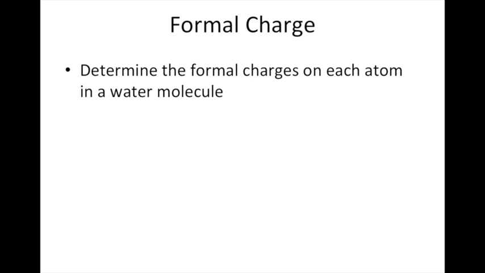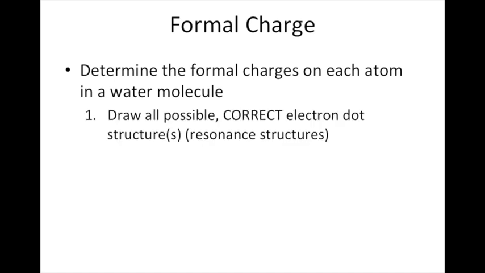Okay, so let's take a look at the steps here. First thing we need to do is draw all of the possible correct electron dot structures or resonance structures. If you're not comfortable drawing electron dot structures and resonance structures, please review those videos and the chapters in your textbook before continuing. So for water, we can only draw one correct dot structure, and you can see that here.